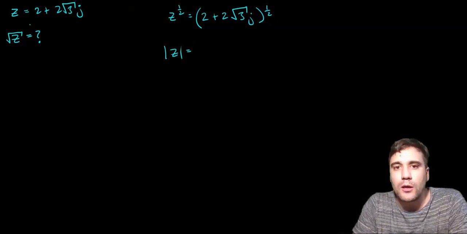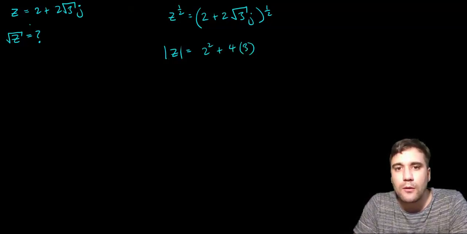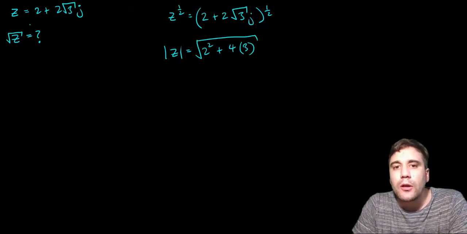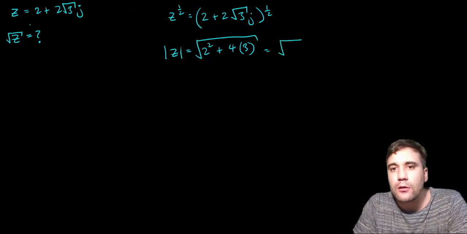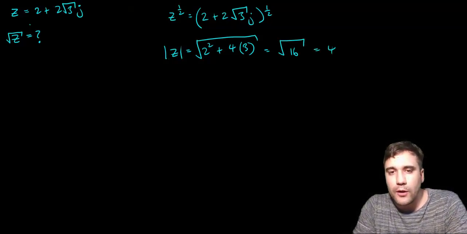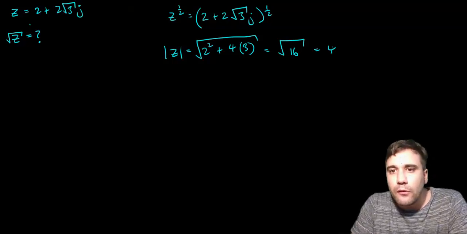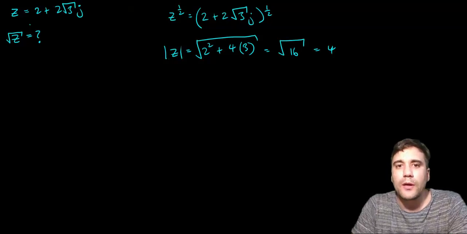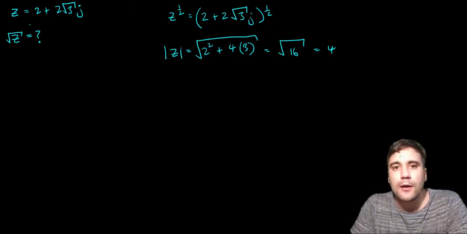That's going to be equal to the square root of 2 squared plus 4 times 3. And so that'll be equal to 4 plus 12, 16, root 16, interestingly enough, which is going to be equal to 4. So we're only finding the positive root because we're taking an absolute value. So anyway, it's 4. So before we can write it in terms of e, we need the argument of z.